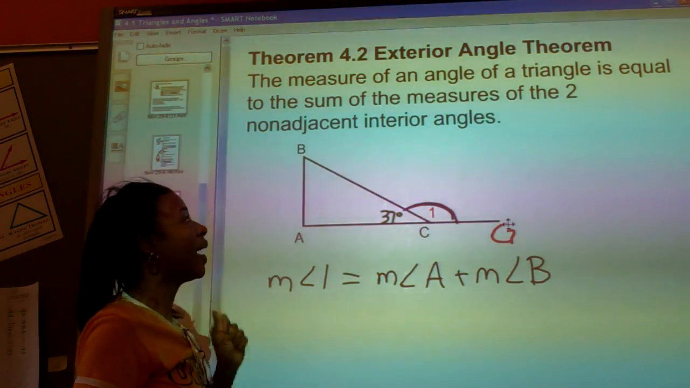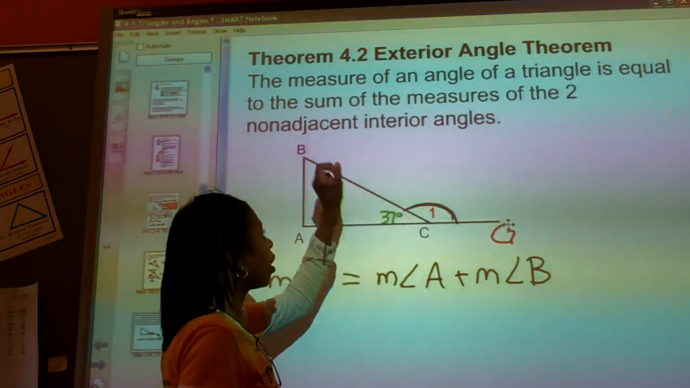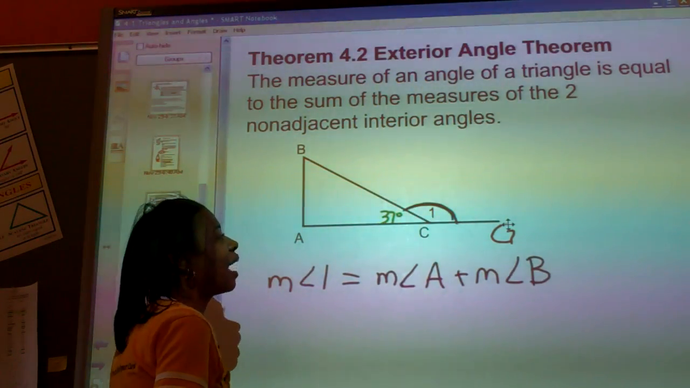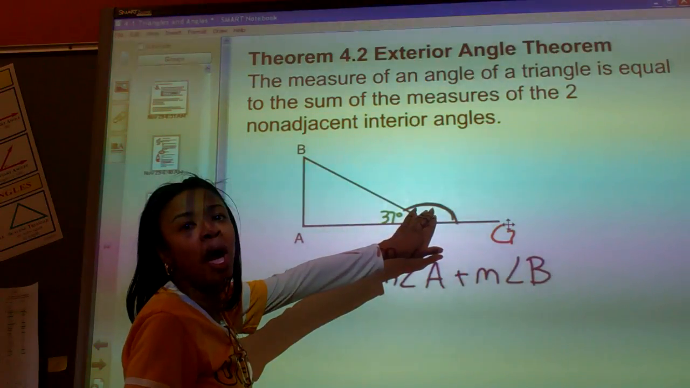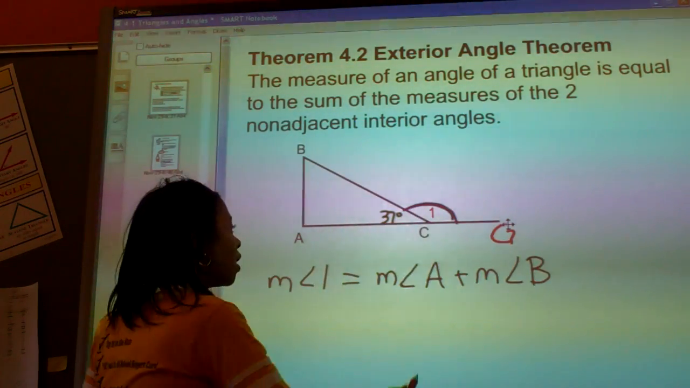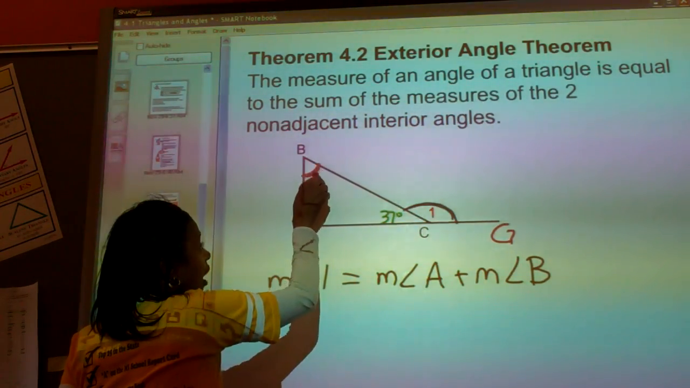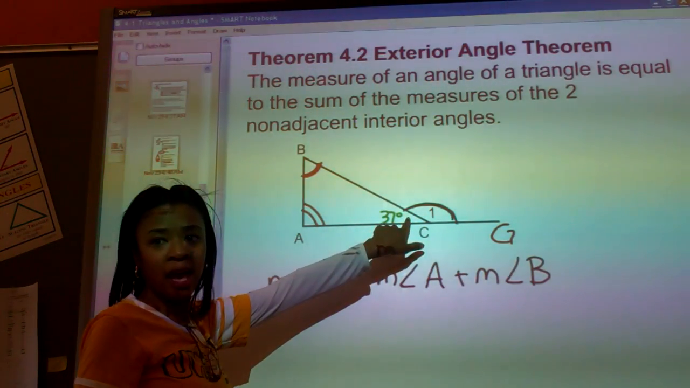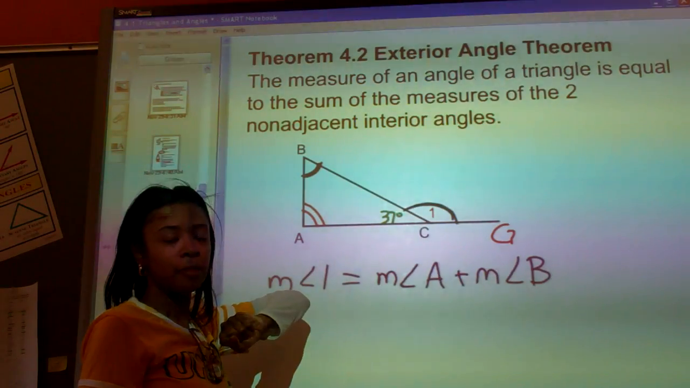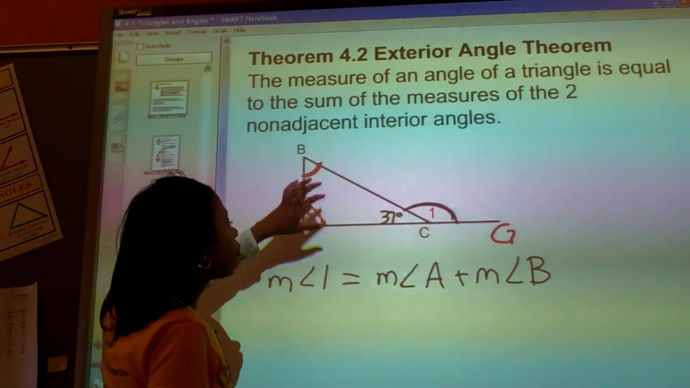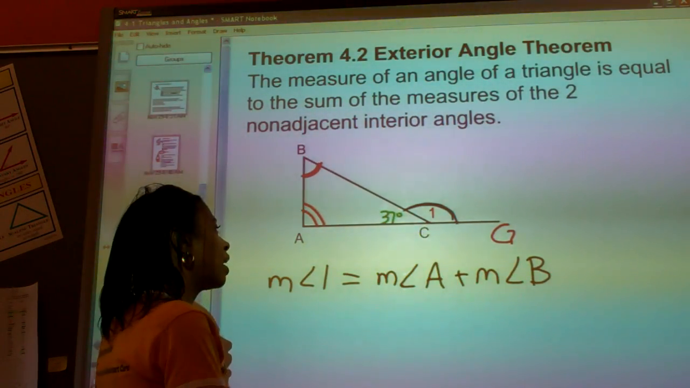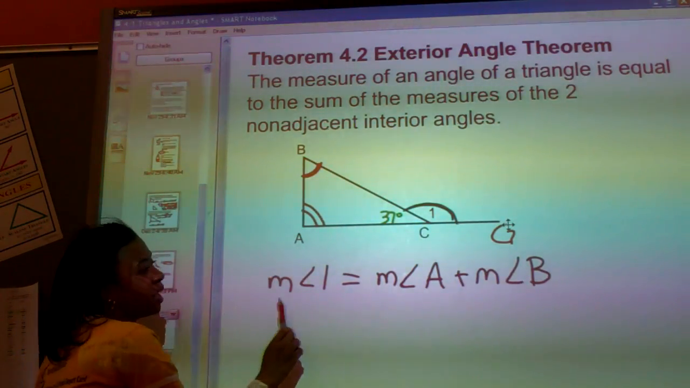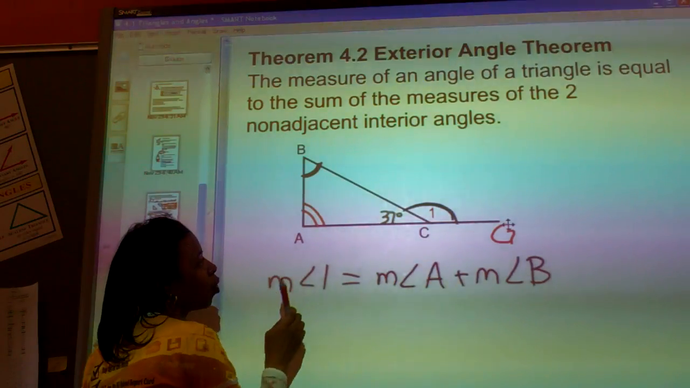And the Exterior Angle Theorem states that angle 1, or angle BCG, whichever you call it, can be calculated by the 2 angles that it doesn't touch. The 2 angles it doesn't touch are angle B and angle A. It is never the angle that it's next to, the adjacent. Okay? So for example, if I'm trying to calculate angle 1, if I know the measure of angle A and the measure of angle B, I can find the measure of angle 1.